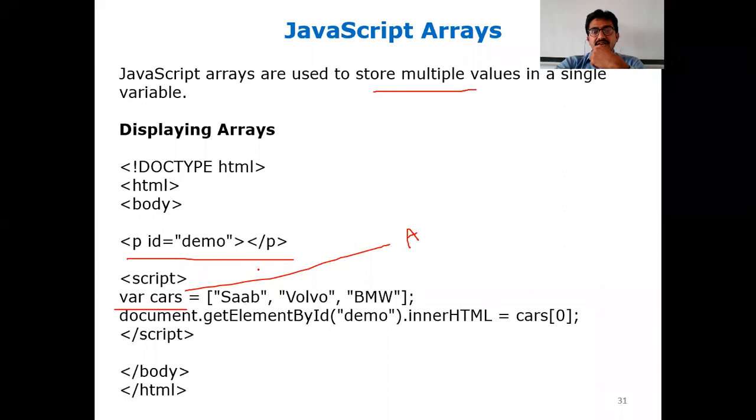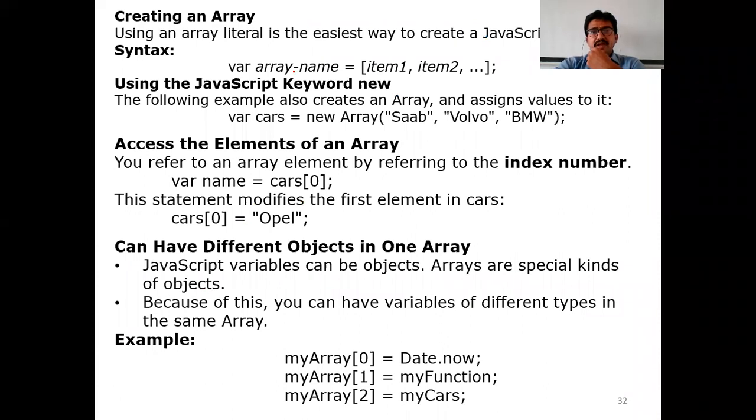As you are already aware, array index starts from 0. At 0th index Saab, at first index Volvo, second index BMW. So cars of 0 automatically moves to this, and it will display over here. This is a simple example on array. Not only this, we can create an array with the help of this syntax. The normal syntax is var followed by array name followed by the number of items in square brackets, ends with a semicolon. JavaScript also uses the keyword new for creating an array.